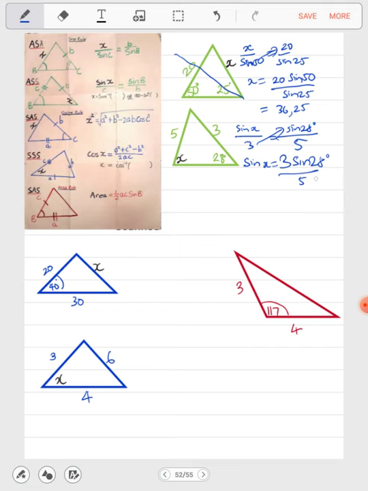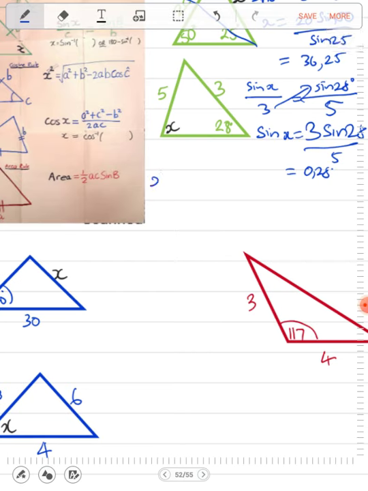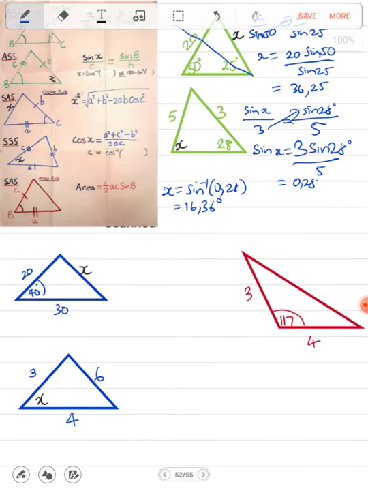Do that on your calculator. You should be getting 0.28. Now, having that, you need to find x, and x happens to be the angle. So x will be equal to sine minus 1 of your 0.28. On the calculator, that leaves you with 16.36 degrees.